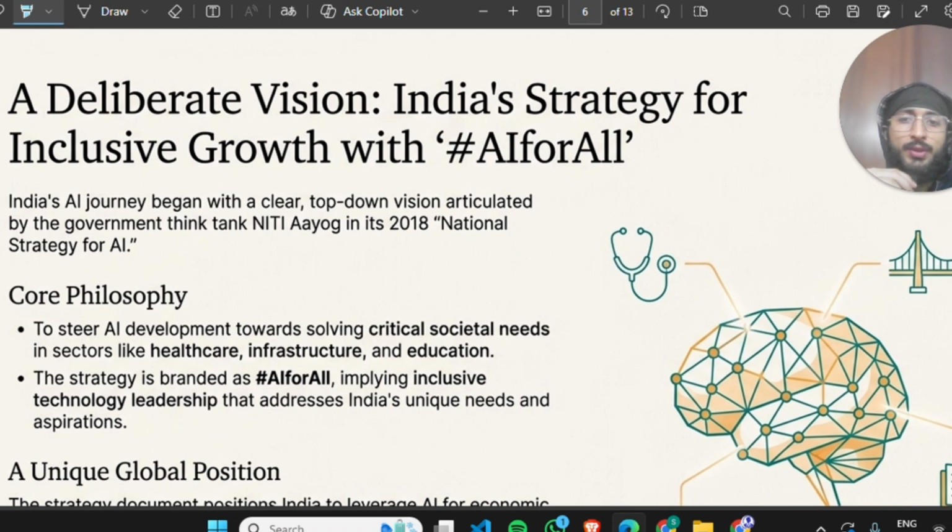India's AI journey began with a clear top-down vision articulated by the government think tank NITI Aayog in its 2018 National Strategy for AI.